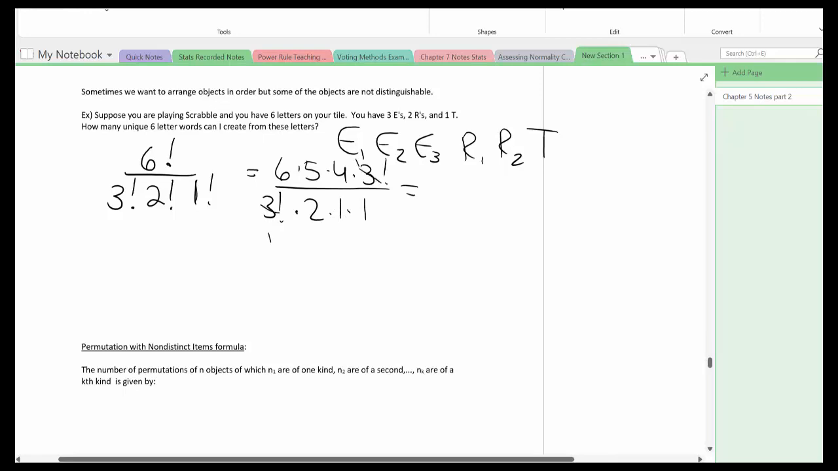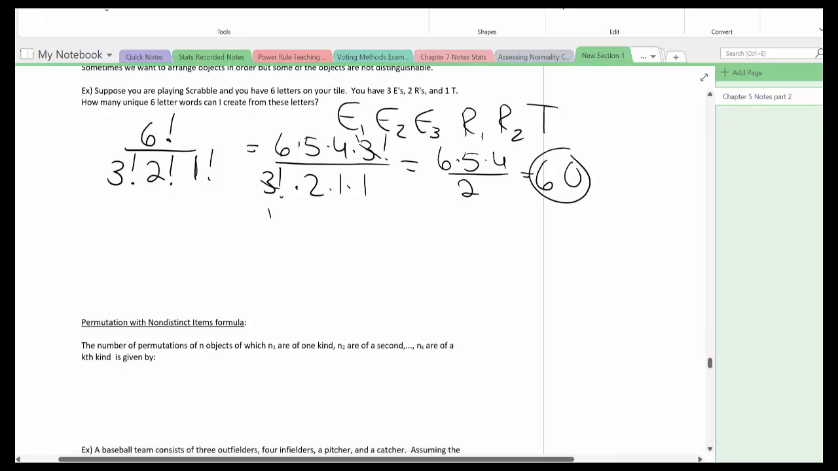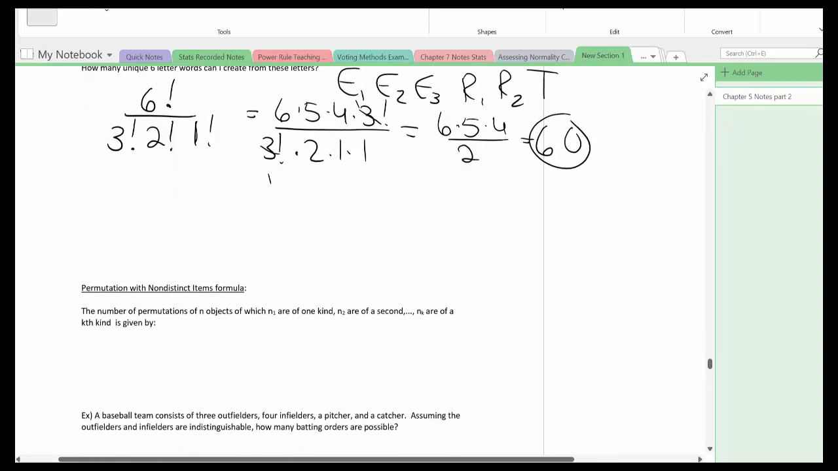So the 3 factorials go away. So I have this. That's 30. That's 120 divided by 2. That is 60. This is an example of permutations with non-distinct items. So the formula in general is what? N factorial divided by n sub 1 factorial times n sub 2 factorial times n sub k factorial. So the order still matters, but we do have some repetitions that we can divide out.